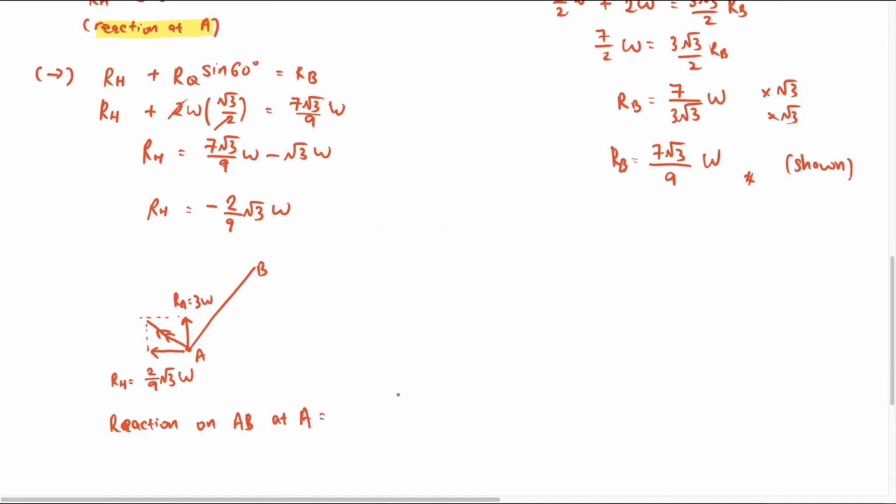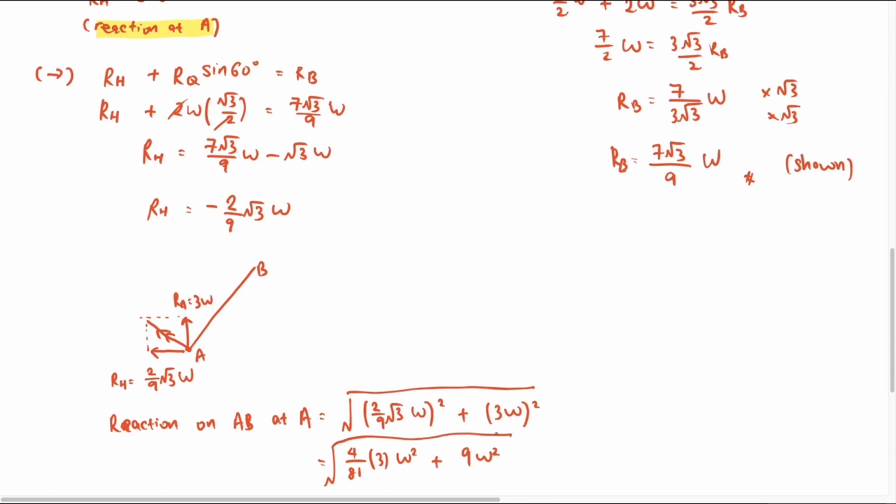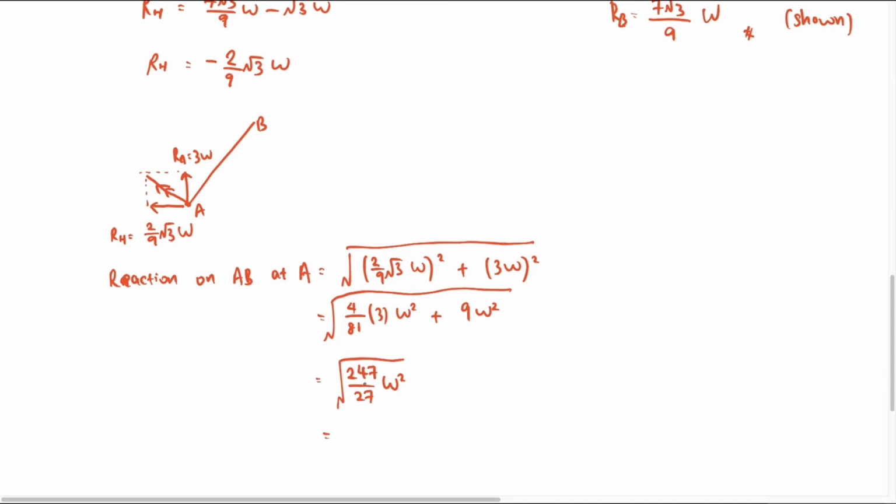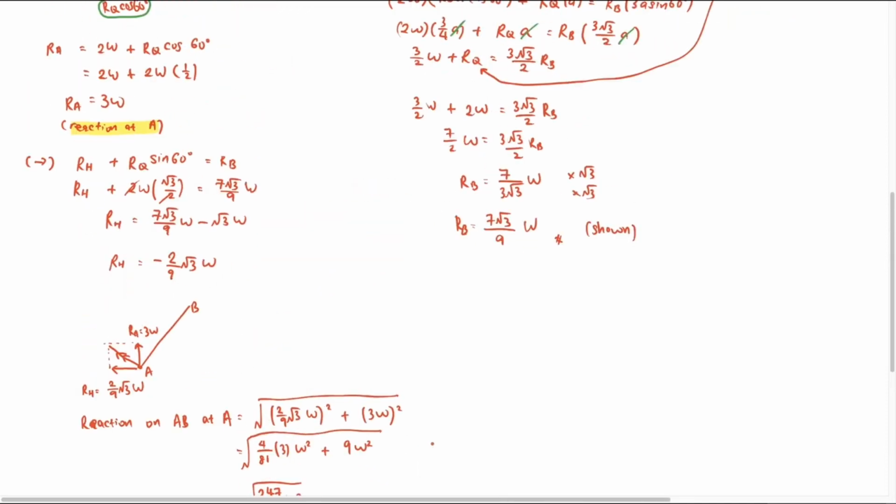We make use of the resultant force: the square root of (2/9 root 3 W) squared plus (3W) squared. Then we get the square root of 4/81 times 3W squared plus 9W squared. We just use a calculator: 4/27 plus 9. So we get the square root of 247/27 W squared. Then we square root that fraction and get 3.02 W. So that's the answer.